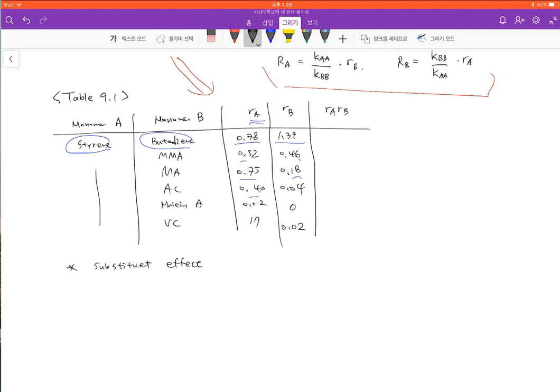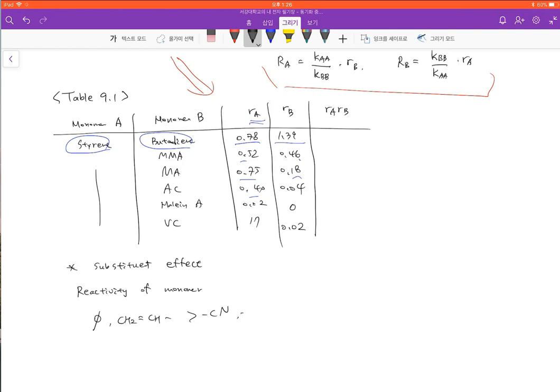Substituent effect. So if you recall those different reactivity of different substituents, the reactivity of monomer basically increases as you have substituents which can stabilize the resulting radical by resonance stabilization.